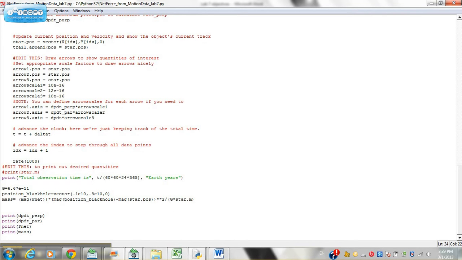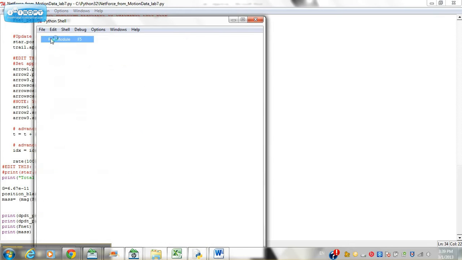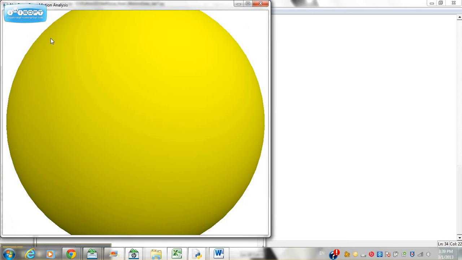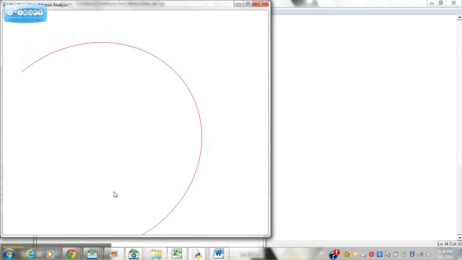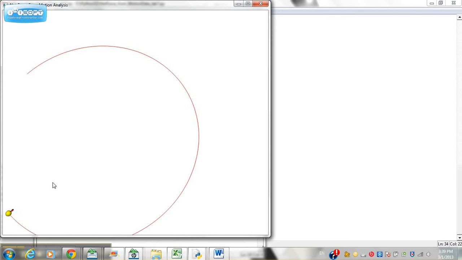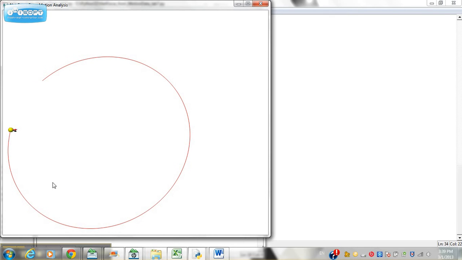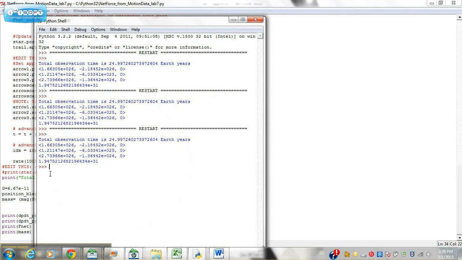And if I run this, you can see the model, and notice that early around this area the arrows got bigger, and I'll go back and talk about that after we look at the mass of the black hole, which is 1.95 times 10 to the 31st.